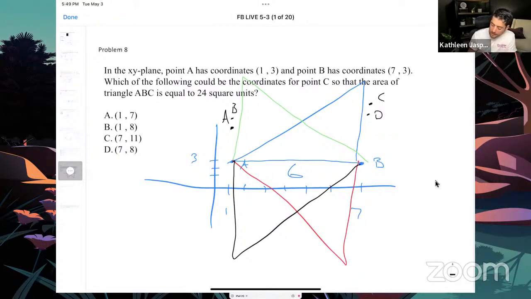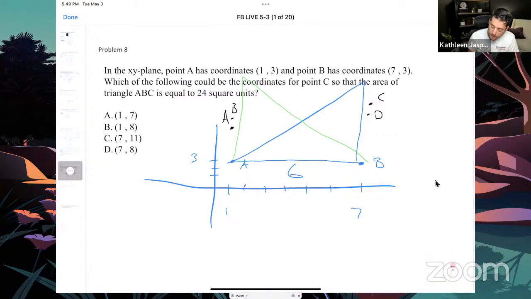So I can eliminate, right? Because there's no negatives here. So it's either one or the other. It's going to be this left one or it's going to be this right one. And the way that we're going to figure this out is by doing a little bit of math. So how do we find the area of a triangle? The area of a triangle is found by doing 1/2 base times height.